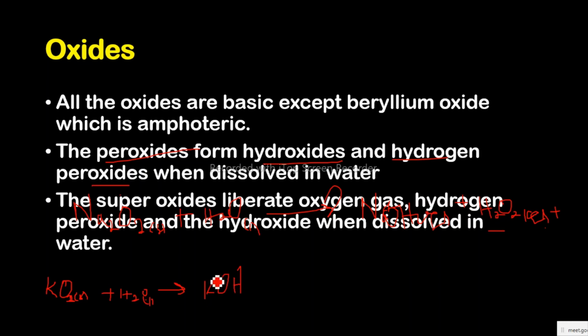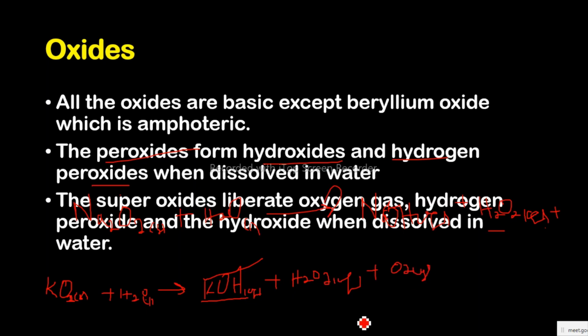Now, writing such symbols, you see different levels. If you write such in a paper, we shall cross you. This is aqueous, plus hydrogen peroxide, this is aqueous, then plus oxygen gas. Okay, now that is the equation.